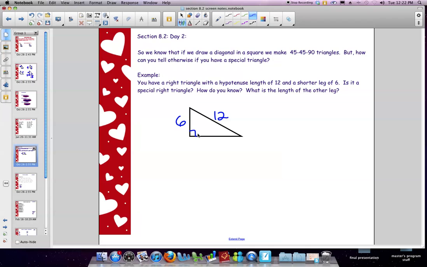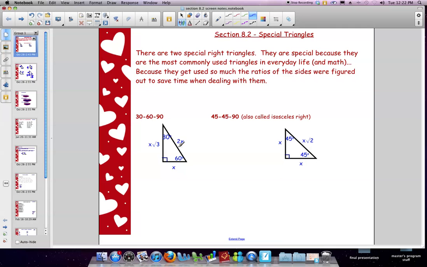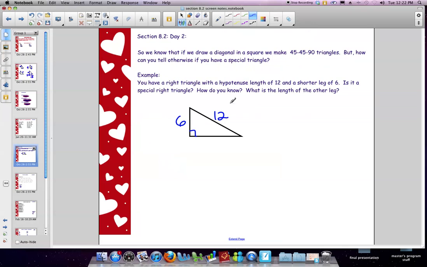The answer is you have to look at the ratios. Okay, in this one, the hypotenuse is twice as big as the shorter leg. So you go back to your ratios and look. Does that relationship occur in either of those triangles? That the hypotenuse is twice as big as the shorter leg? And in this case, the answer would be yes. In a 30, 60, 90 triangle, the hypotenuse is twice as big as the shorter leg. So the answer to this question is yes, it's got to be a 30, 60, 90 triangle.